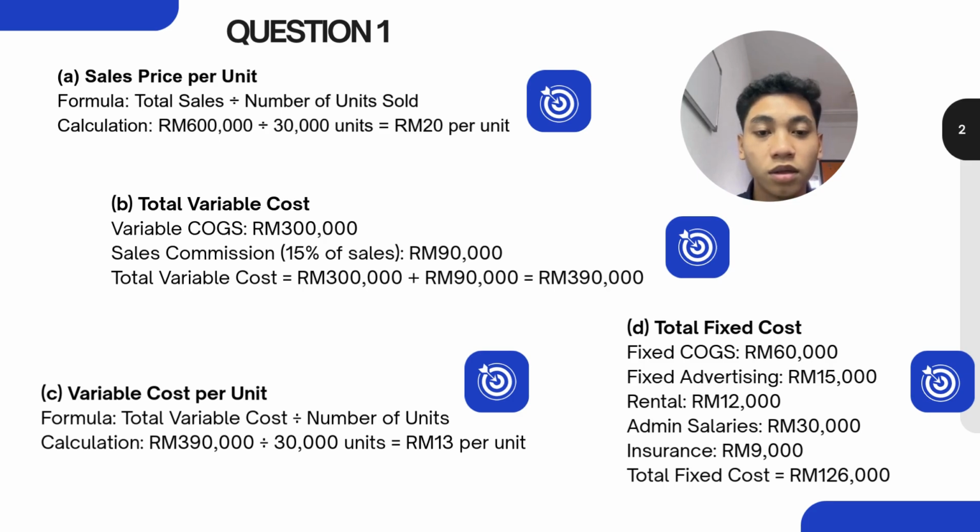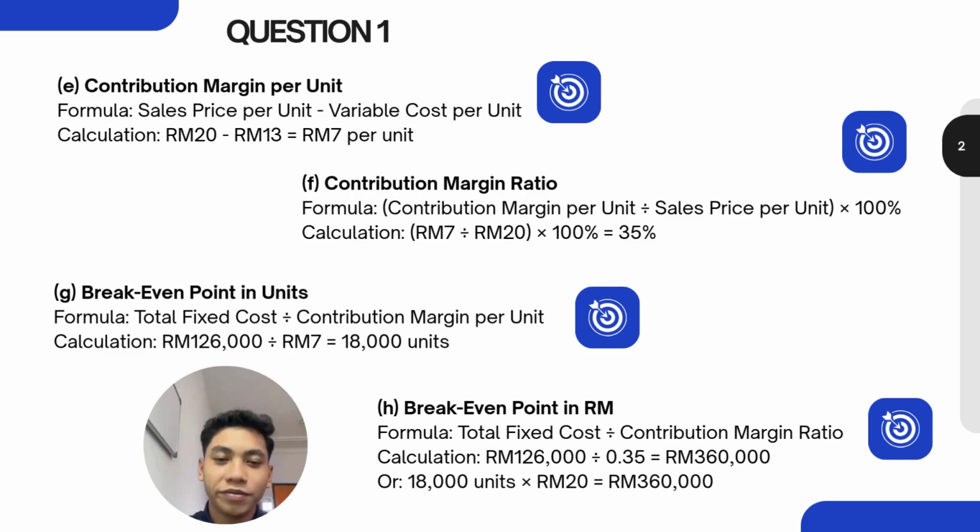Then, the total fixed cost is calculated by adding all fixed costs involved, which include fixed cost of goods sold of 6,000 ringgit, advertising expenses of 15,000 ringgit, rental expense of 12,000 ringgit, administrative salaries of 30,000 ringgit, and insurance expense of 9,000 ringgit. The total fixed cost is 126,000 ringgit. We go to the contribution margin per unit.